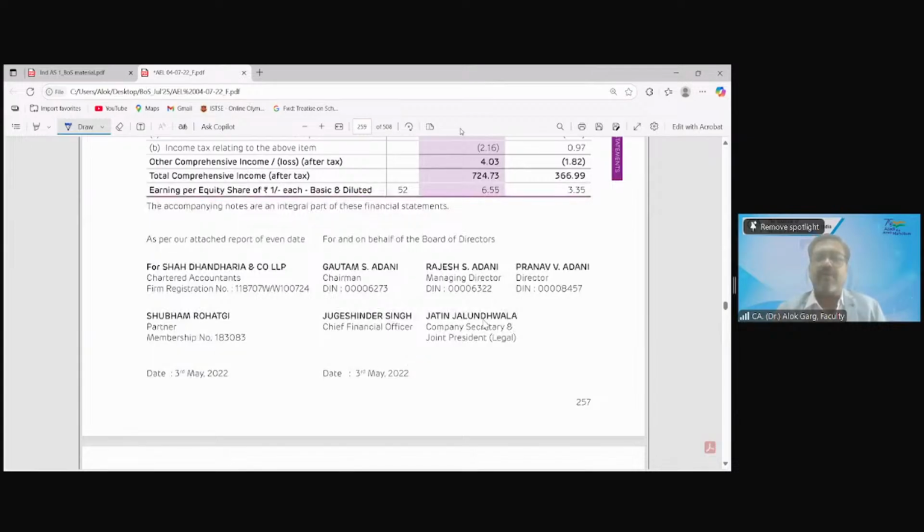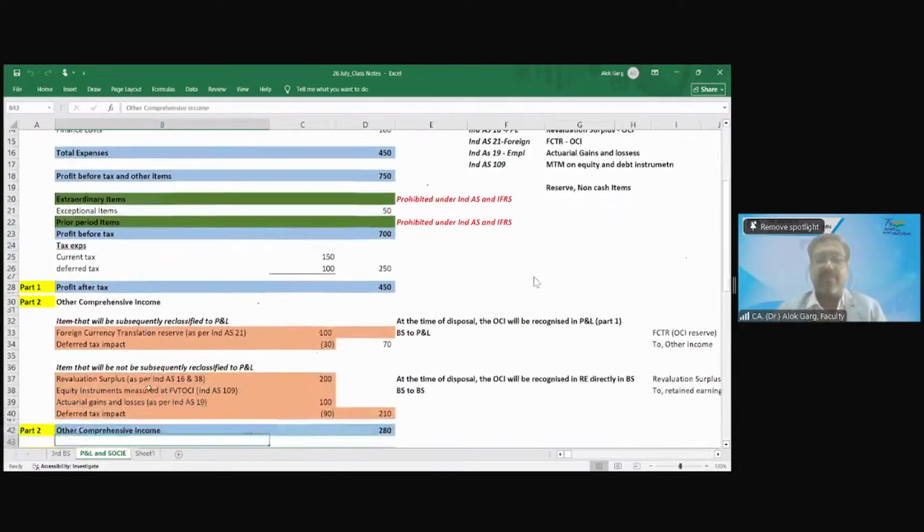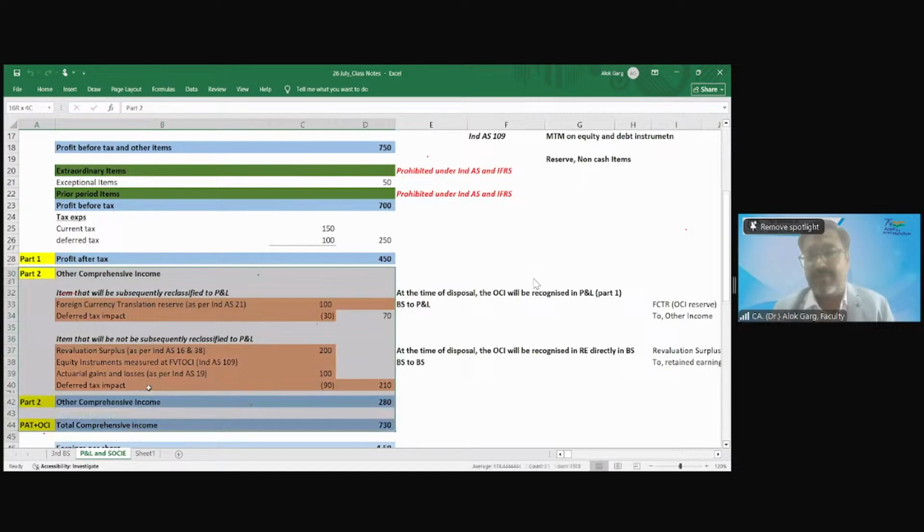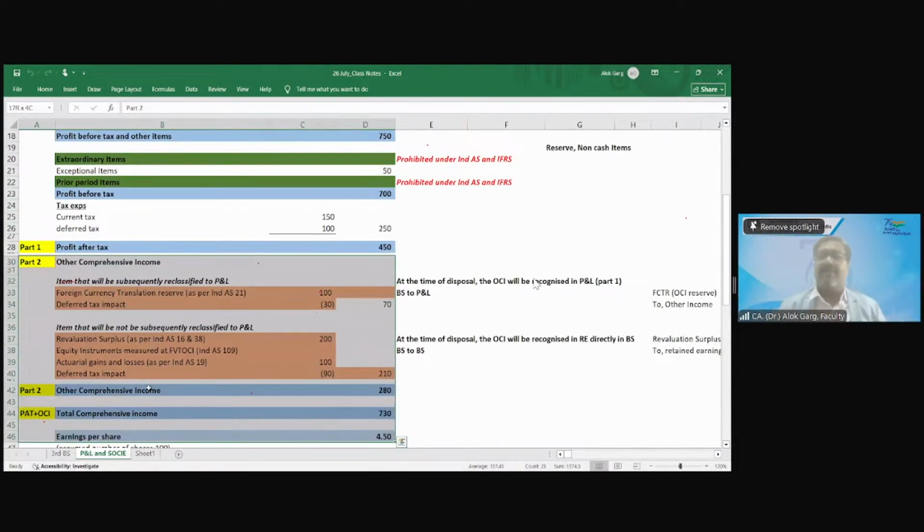Now, let's come to the concept of other comprehensive income. The part 2 is other comprehensive income. Sir, what is that other comprehensive income? Friends, other comprehensive income is nothing but an extended version of the P&L. It's a separate section of the P&L. Please write down: other comprehensive income is an extended version of the statement of profit and loss.